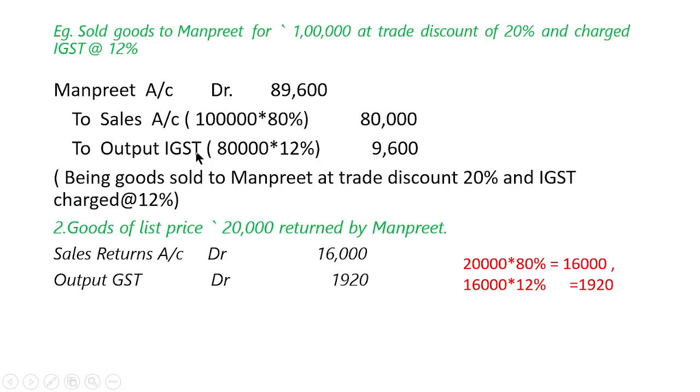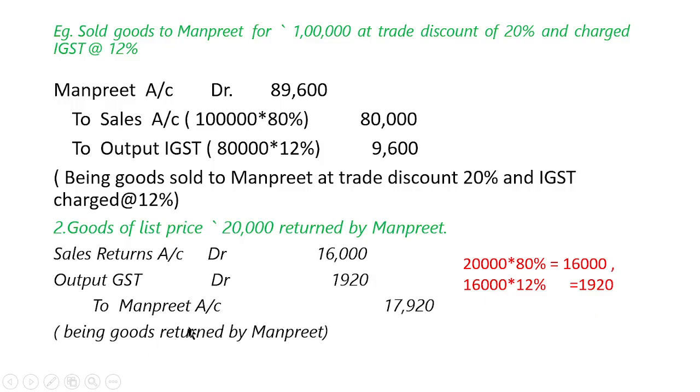Next is output IGST. We have to reverse the amount. 16,000 into 12%. Here IGST liability was credited. At the time of reversal we have to debit it. Output GST debit 1,920, to Manpreet 17,920, means Manpreet's asset reduced. So here debit reduced means we have to credit. Total 16,000 plus 1,920 we have to credit. So being goods returned by Manpreet. So this is all about GST accounting.